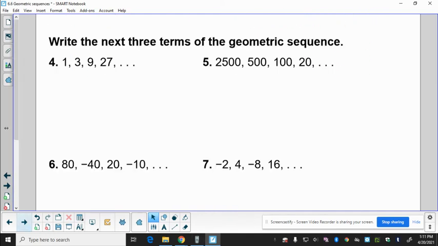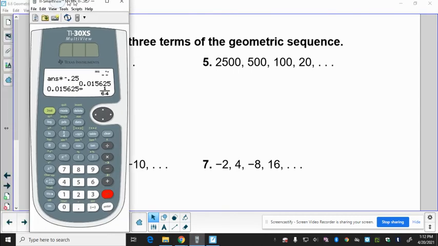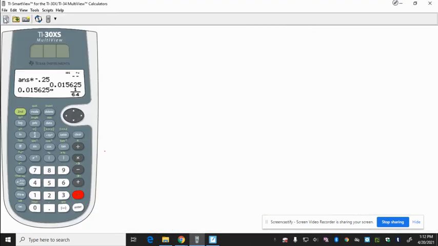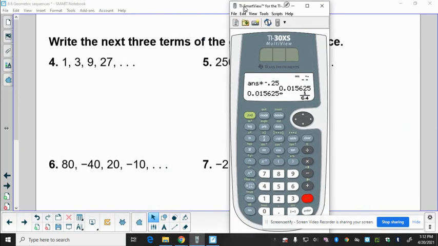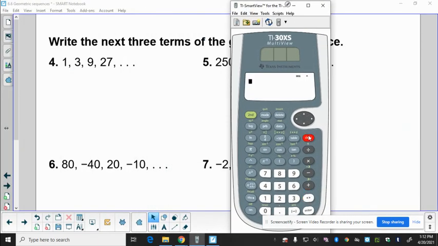Okay, I want you to try that on the next 4 questions. See if you can determine, just get the next 3 numbers for each one. So what I'm going to do is I'm going to bring up my calculator. I'm going to move it over here. If I can position it right there, we go. And let's get some answers for numbers. Let's do 4 and 6, and then I'll move it over. We'll do 5 and 7.